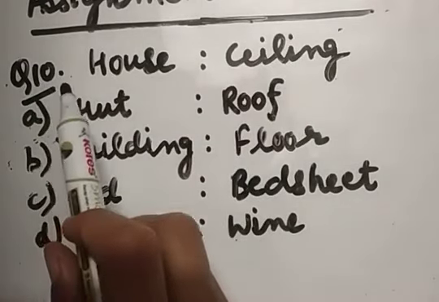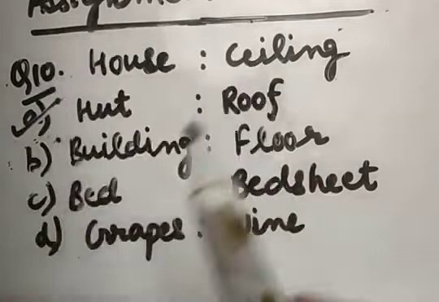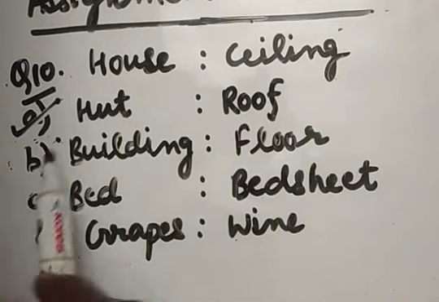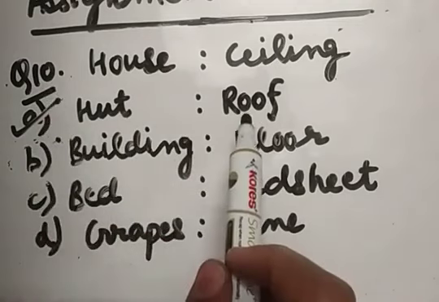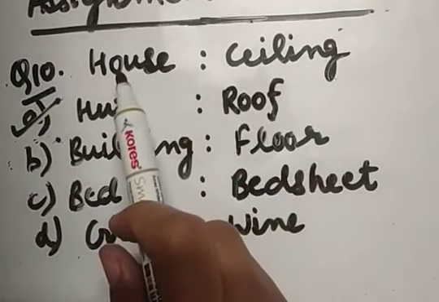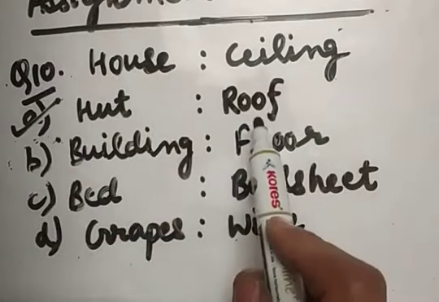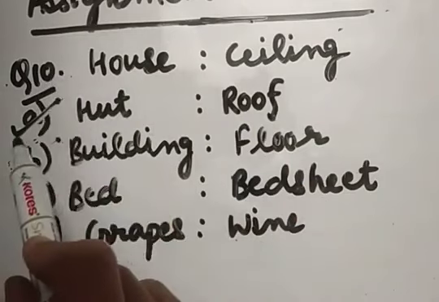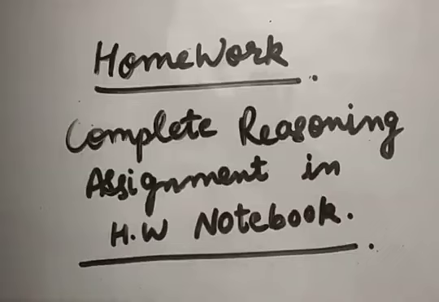For question number 10, the correct answer is A option. I spoke the correct option, but I marked the wrong option. So for question number 10, the correct answer is A option, as ceiling is the top part of the house. Similarly, roof is the top part of the hut. So for question number 10, the correct option is A option.